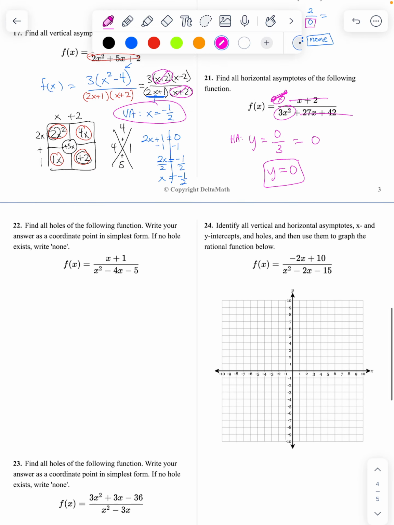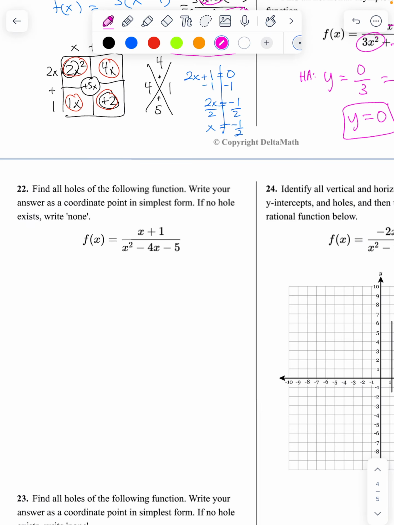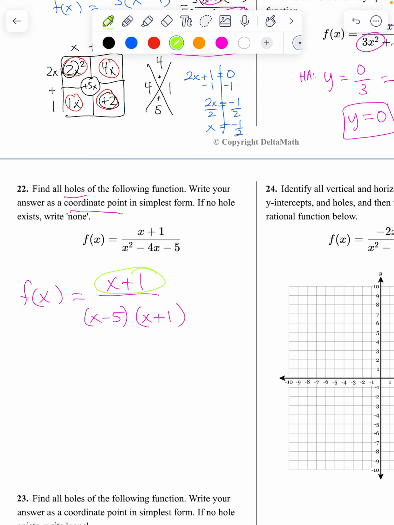All right, number 22, we're getting close. Find all the holes of the following function. So holes are when it cancels on the top and the bottom. Write your answer as a coordinate point in simplest form. If no hole exists, write none. So got a factor. So I got x plus 1 on the top. On the bottom, this is going to be -5 and +1. So you'll notice this part and this part are going to cancel.